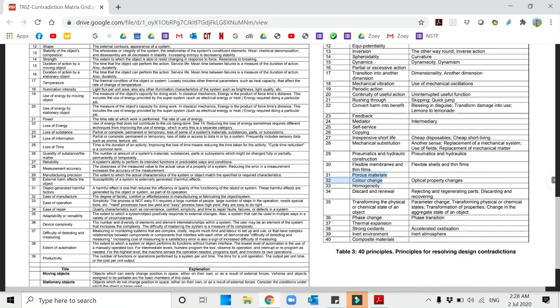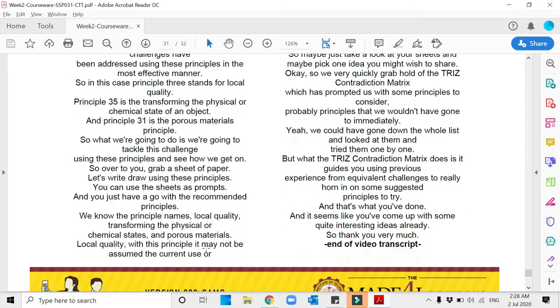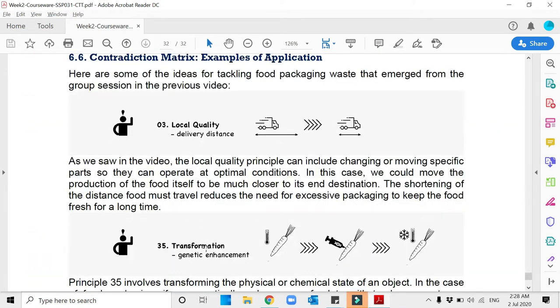So we can provide suggestions regarding local quality. 31 is about porous materials. And 35 is the transformation of physical or chemical state of an object. Because of these three principles, you can create as a team your suggestion with regards to food packaging or the problem that you have found.